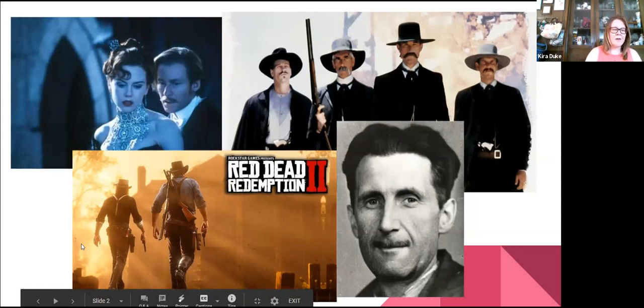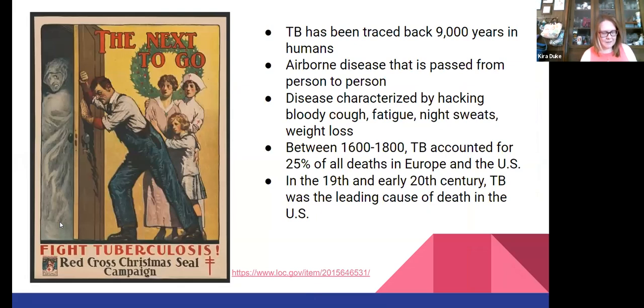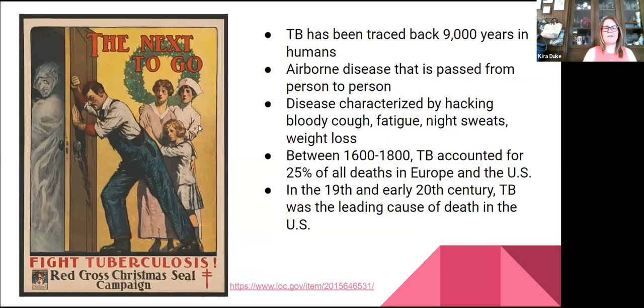So with that in mind, here are some things that your students may not know about tuberculosis. First off, it was one of the most feared diseases in the world, especially during the 16th, 17th, and 18th century. It dates back as far as 9,000 years in humans, although there looks to be some debate about that, but some human skeletal remains were found that were shown to have the bacteria for tuberculosis, so that's why they've dated it back 9,000 years.